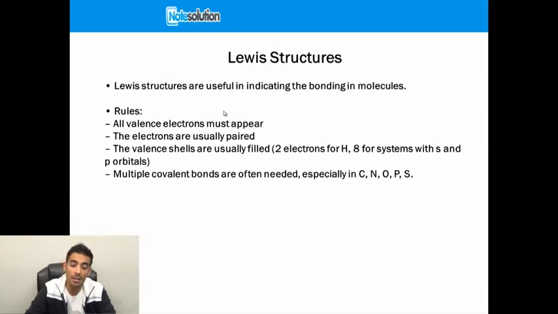The second one is that electrons are usually paired in Lewis structures. The third rule is that valence shells are usually filled. And the fourth one is that multiple covalent bonds are often needed, especially in the cases of carbon, nitrogen, oxygen, phosphorus, and sulfur.